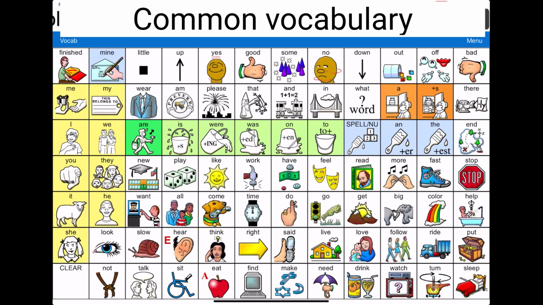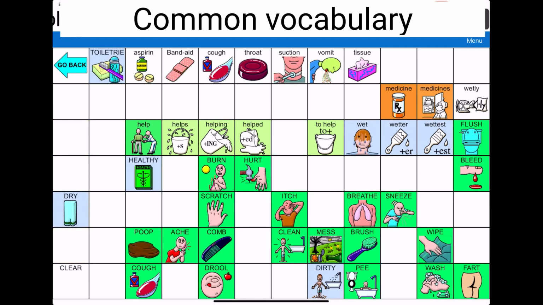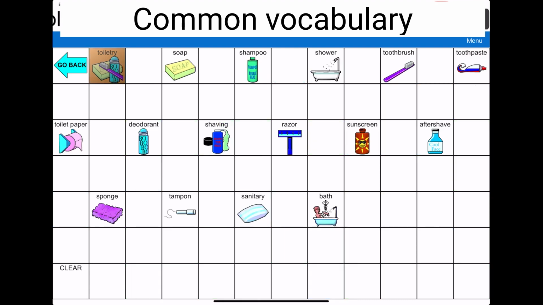When we go to the bathtub and we see help, those are things that have to do with health. So you can see the words at the top that have to do with needing an aspirin or a Band-Aid. What child doesn't need a Band-Aid, right? And then we have toiletries here that we can point to and then get to the toiletries section.